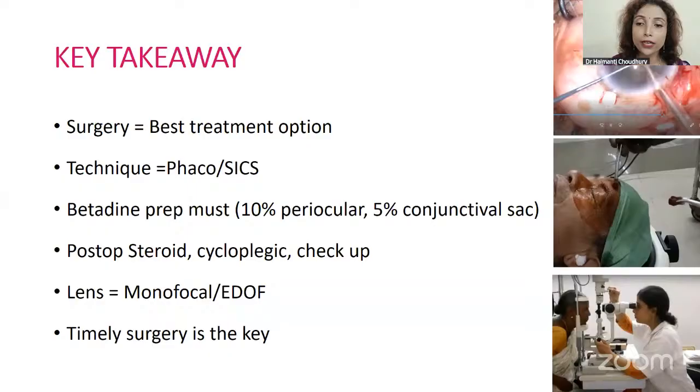So the key takeaways are, for cataract, surgery still remains the best treatment option. Technique can be phaco or SICS depending on the requirement of the patients. Betadine prep is a must for all your cases. Post-operative steroid, cycloplegic, and 3 checkups are a must. Timely surgery is the key.